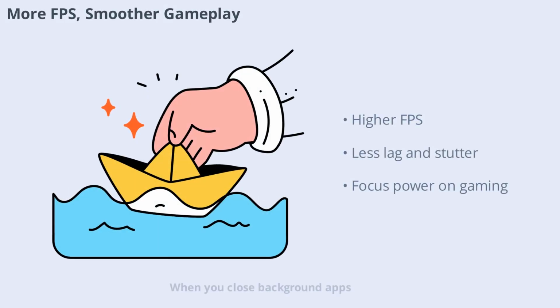When you close background apps, you'll often see an immediate improvement in your game's FPS. The game will feel smoother with less lag and stutter. This is because your computer can focus all its power on running the game instead of splitting it between many apps. If you want the best gaming experience, make it a habit to close unnecessary apps before you play.